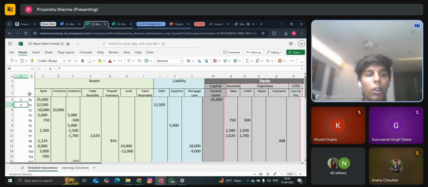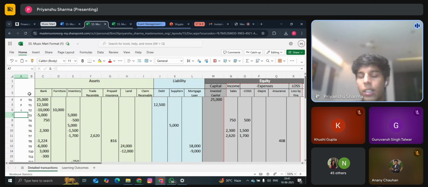Now, we would have bought furniture for 10,000 here. As I told you, anything that is of utility for you in the longer time frame will be recorded as investing. So here we've bought furniture that is going to be useful for us for, let's say, 20 years. This is definitely an investing activity for the business.